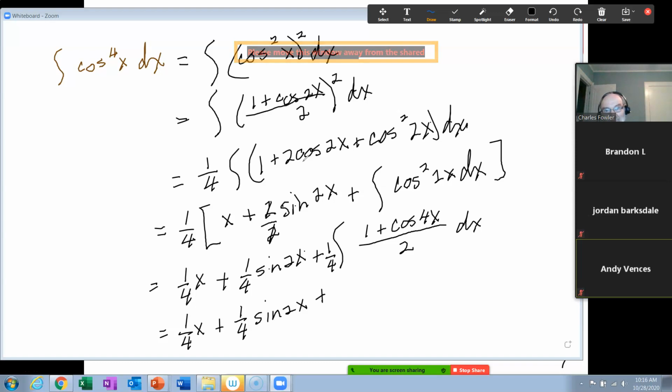Then that 1/4 on the outside, the antiderivative of 1 dx is x, and the antiderivative of 2 cosine 2x is 2 sine 2x over 2. The 2's go out. But then we have an integral of cosine squared 2x dx. Now, this becomes 1/4 x, this becomes 1/4 sine 2x, and this, I almost forgot, that 1/4 carries over here too, 1/4.